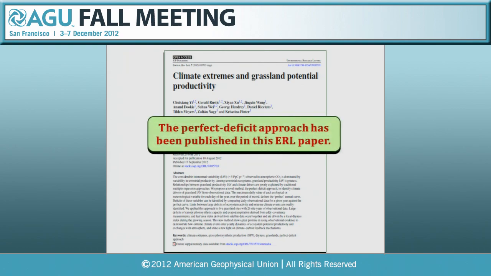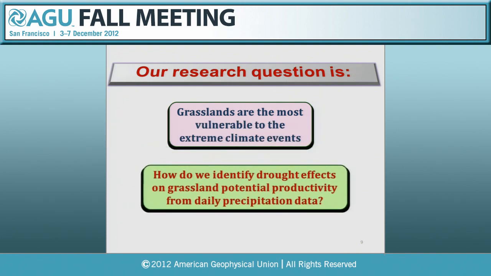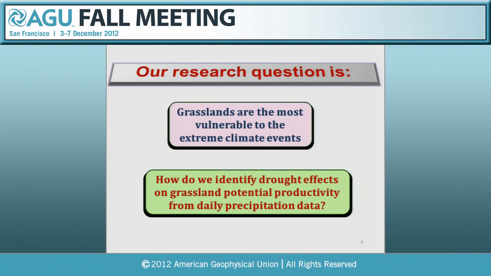This approach has just recently been published in the ERL special issue. And the grasslands are most vulnerable to extreme climate events. The question is, how do we identify these drought effects on grassland potential productivity from daily precipitation data?